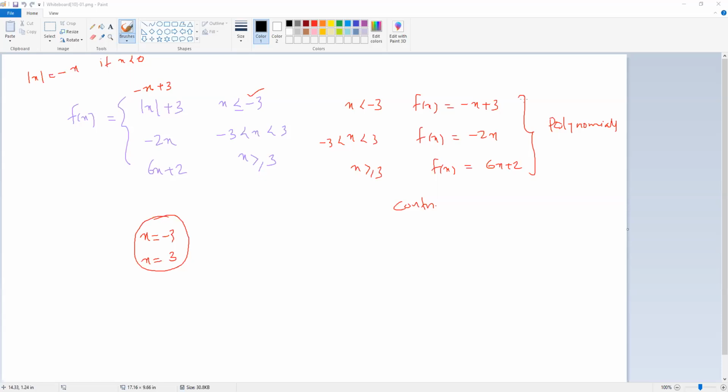So we know that mod x is minus x when x is less than 0. So when x is less than or equal to minus 3, it is already less than 0, so mod x is minus x, and the function is minus x plus 3. When x lies between minus 3 and 3, the function is minus 2x. When x is greater than or equal to 3, the function is 6x plus 2.